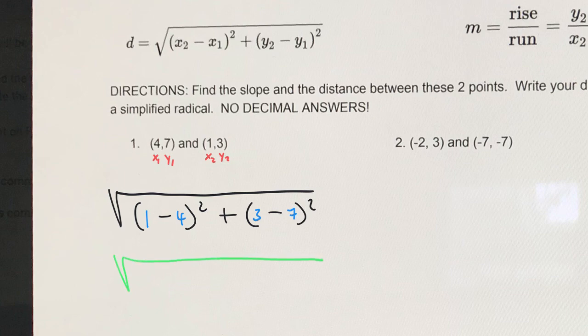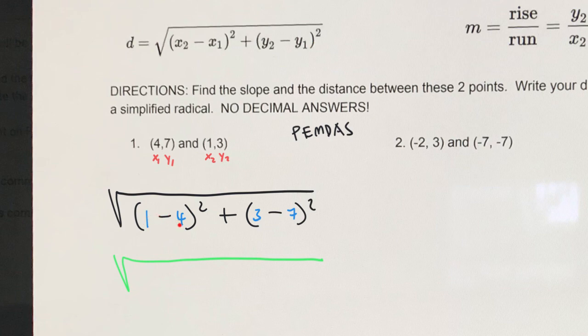Now, PEMDAS, as you may recall, is the order of operations. And the P in PEMDAS basically says, if you have an opportunity to simplify stuff that's inside parentheses, go ahead and do it. So I'll say it again. If you have the opportunity to simplify stuff that's inside parentheses, go ahead and do it right away. Well, we do have the opportunity to simplify stuff that's in parentheses. We have 1 minus 4 in these parentheses.